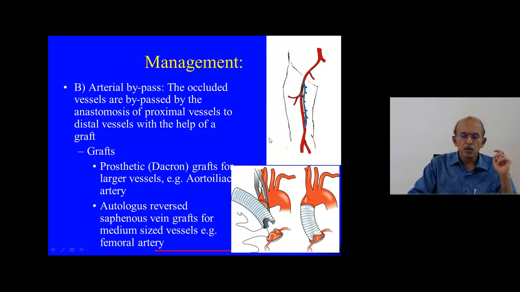That means you take a segment of long saphenous vein, you ligate its tributaries, then you reverse it. That means the distal end is made proximal, the proximal end is made distal, because it has valves. So if you place it as such there, the valves will cause obstruction to the blood flow. So you have to reverse it so that the valves will not cause obstruction. Or else you can destroy the valves and then you can do the grafting.